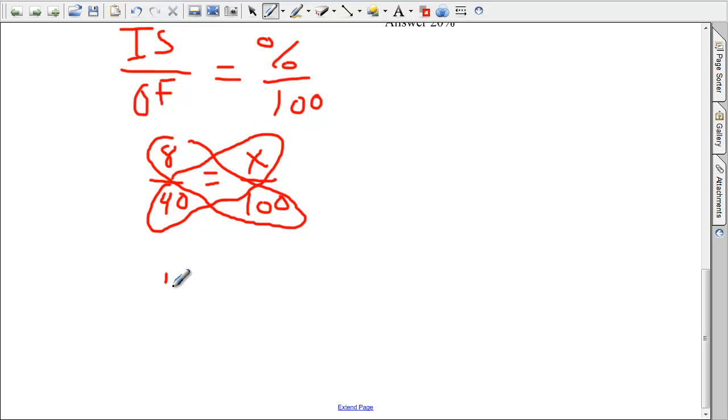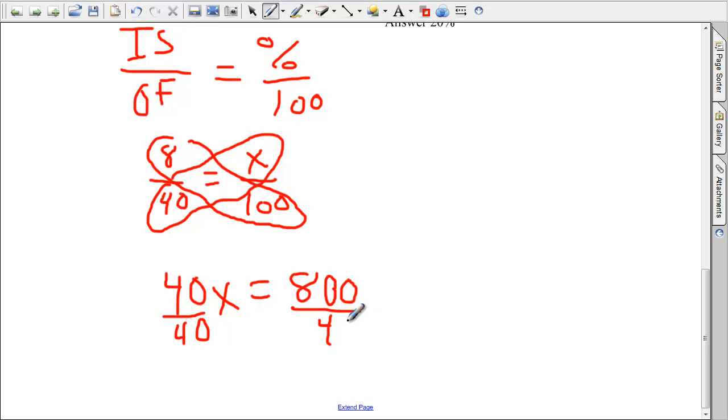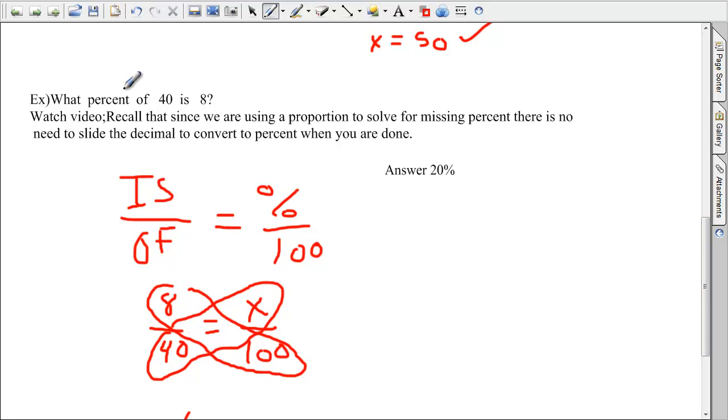And now I'll have 40x equals 8 times 100 is 800. And obviously I'm going to divide both sides by 40 to solve for x. And x equals 20. And again, if you're thinking about money, what percent of $40 is $8? Well, whatever it is definitely less than 50%.